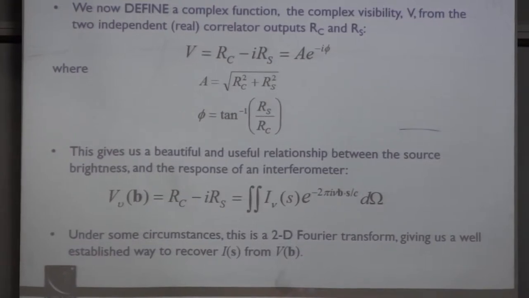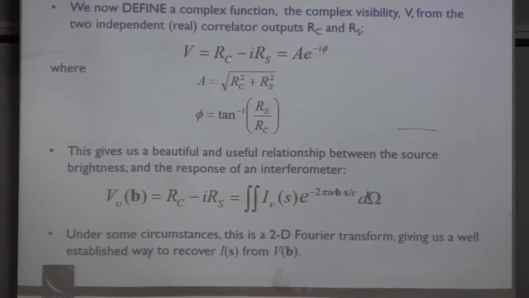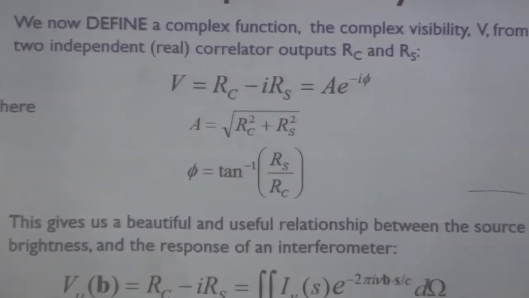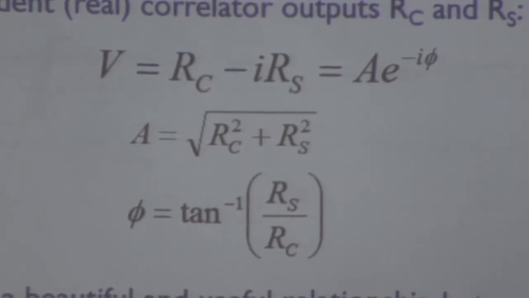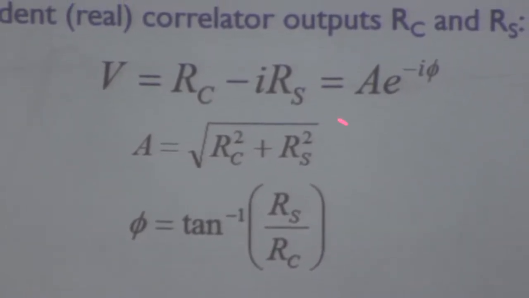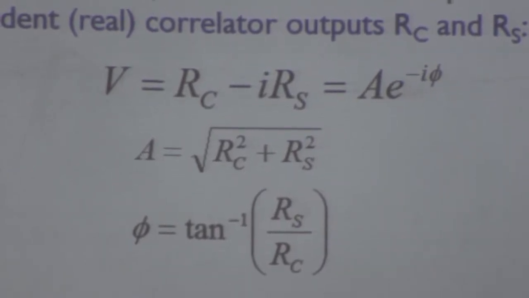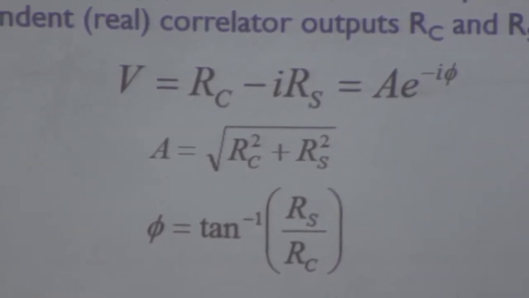That then turns us up with a complex visibility, which is the output of what we call the cos correlator and the sine correlator. But it's these two quadrature-linked correlators that together make, in a standard way, an amplitude and a phase, which is just the arctan of the two signals.